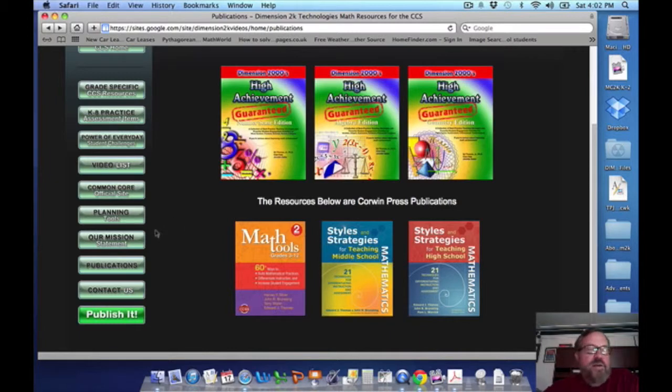Now, finally, I want to show you something very important. See this button right here called Publish It? Look at the last one on the list. This is something new for 2015. And when you click on this button, it's going to take you to a page that's going to allow you to publish your own very good ideas on how to teach certain concepts and skills. So we know that teachers have their own favorite activities and strategies for certain things that they teach in math. So we're creating a sharing opportunity.